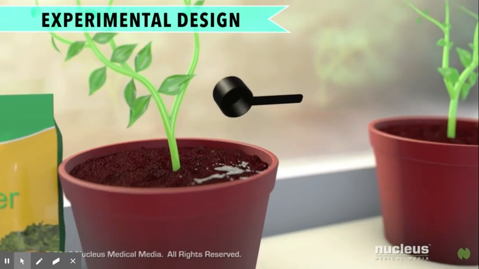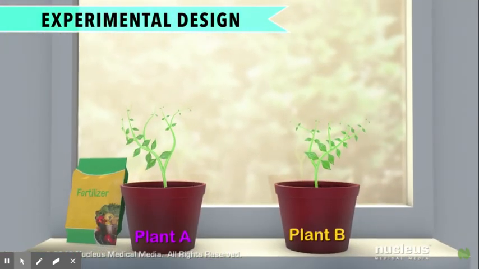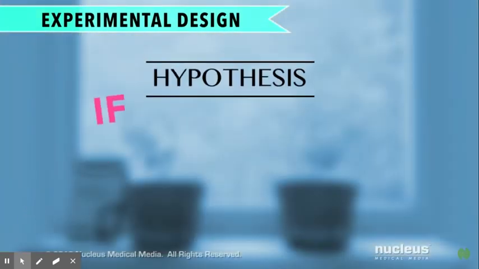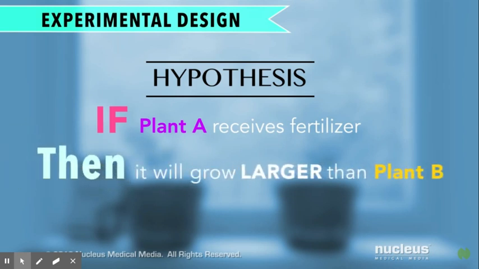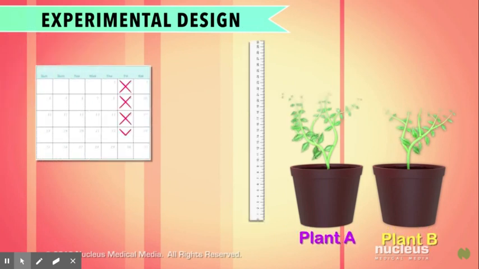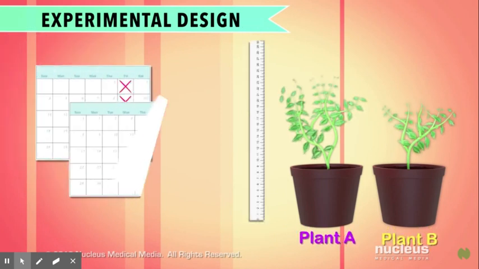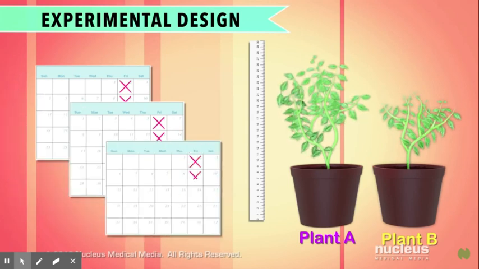In this experiment, the only difference is that only plant A would get the fertilizer. Now remember, your hypothesis is that plant A, which is getting fertilizer, will grow bigger compared to plant B, which isn't getting any fertilizer. How would you know whether your hypothesis is correct? You'd know because you'd regularly measure the plants during the course of the experiment. For example, once a week for a period of 3 months.